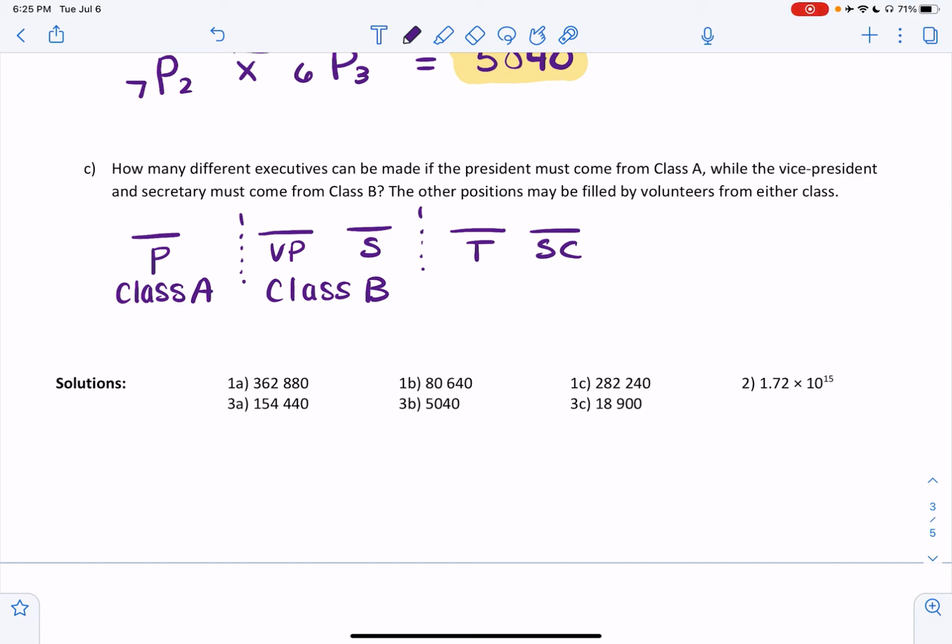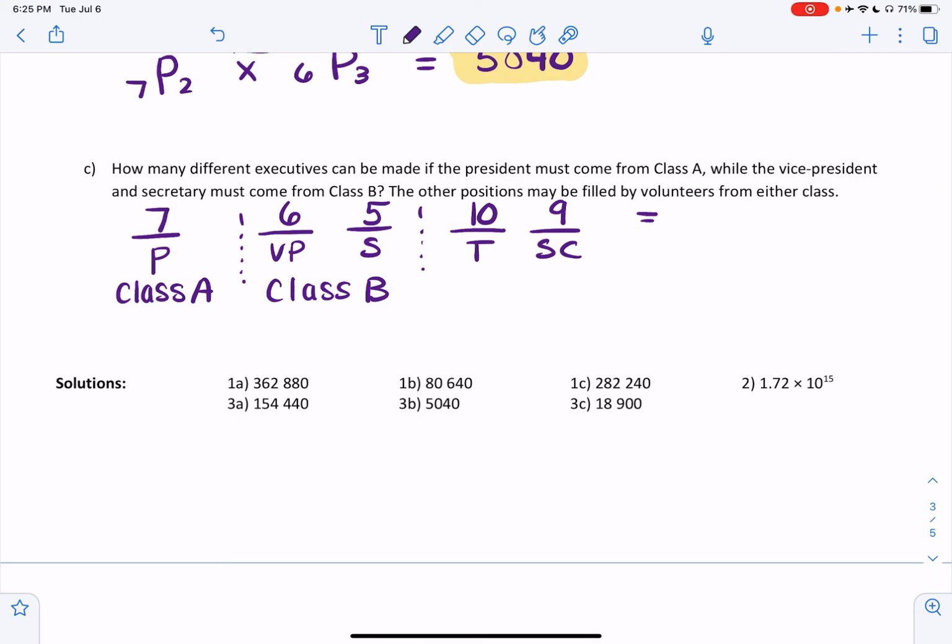So for Class A, there were 7 students to choose from, so we have 7 options for the president. Then for Class B, we have 6 people to choose from, so 6, and that would give us 5 students left to choose for the secretary position. Now for the other 2. Now that we've picked these ones, it doesn't matter what class they come from. So we had 13 students total, 3 have already been assigned roles, so we have 10 left to choose from for treasurer, and then 9 left for our spirit coordinator.